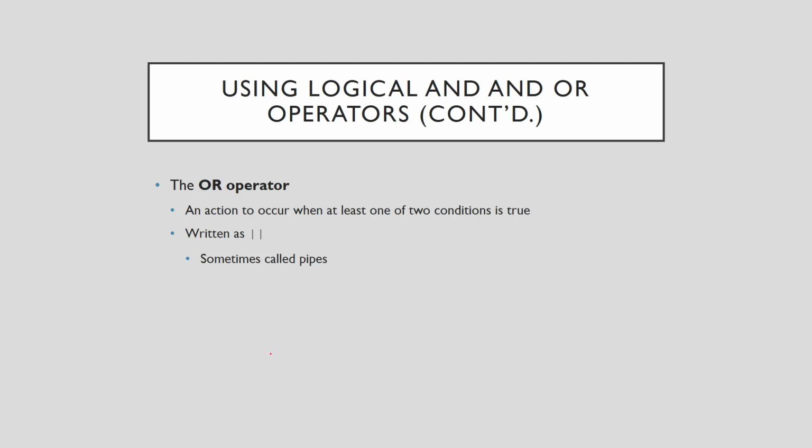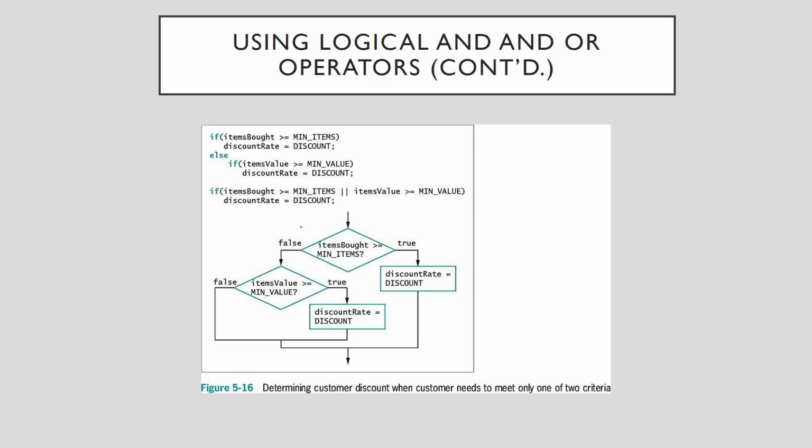Now, using the logical or operator, you can use the two pipes. The condition is true if either of the expressions is true. Remember the or operator: if either of the expressions is true, the alternative will be executed. Just like this one.